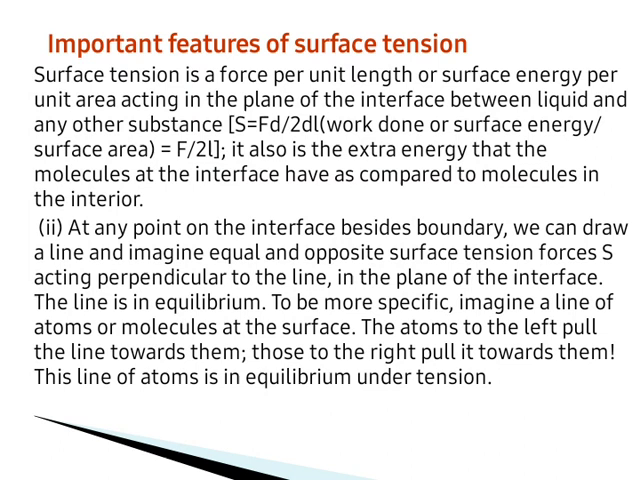To be more specific, imagine a line of atoms or molecules at the surface. The atoms to the left pull the line towards them. Those to the right pull it towards them. This line of atoms is in equilibrium under the tension because these two forces are equal in magnitude but opposite in direction.